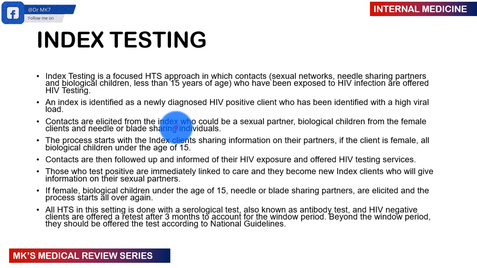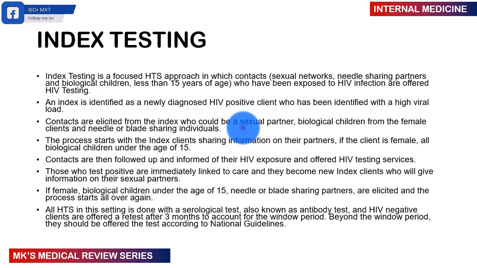Contacts of this index could be sexual partners, biological children from female clients, needle or even blade sharing individuals. Now, the process of index testing involves the index client sharing information on their partners, and if the client is female, on biological children under the age of 15. Then, of course, the contacts should be followed up, and they should be informed of their risk of getting HIV, and they should be offered an HIV test.